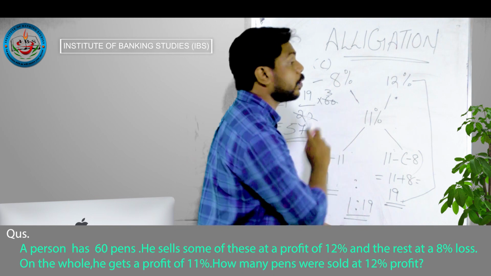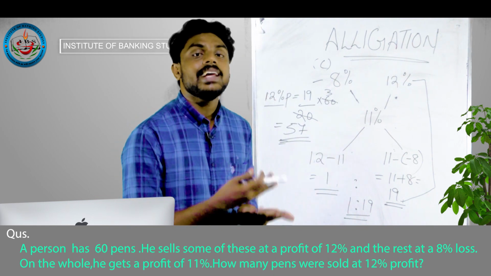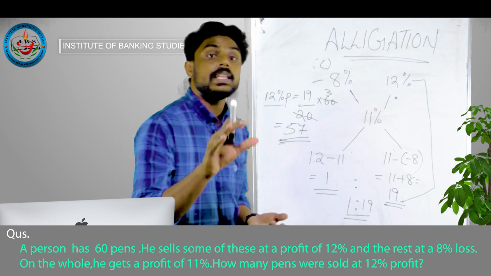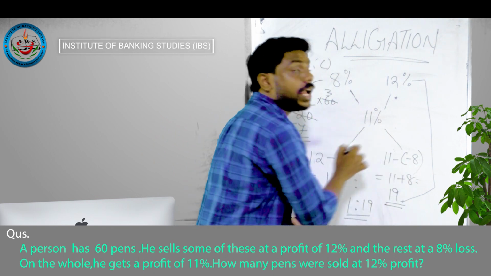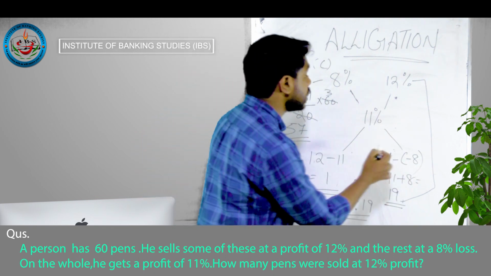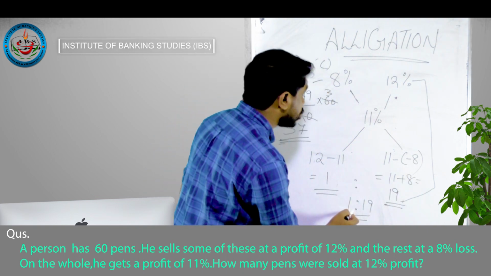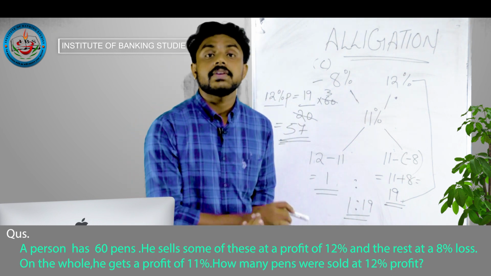Then next, we already know the cheaper quantity is always less than the mean value. So we have taken 11 minus, as already in the pattern, minus of minus 8, because a loss can be represented by a negative symbol. Minus of minus 8 is equal to 11 plus 8, which is equal to 19. So our total ratio is 1:19. Okay, 1:19 is our total ratio.